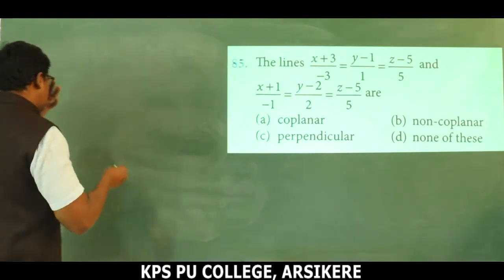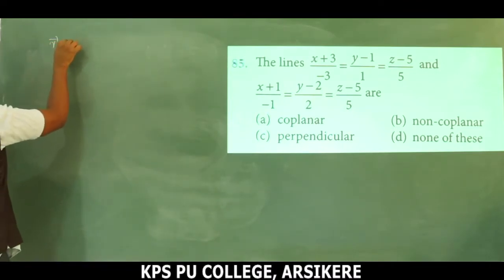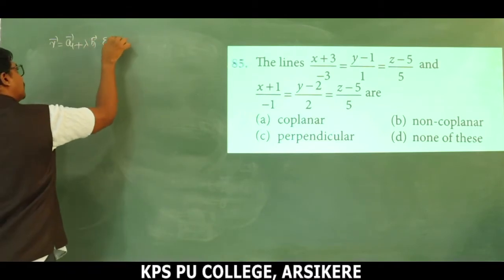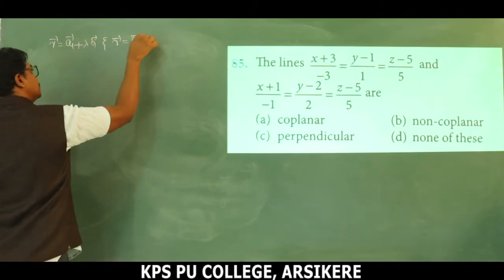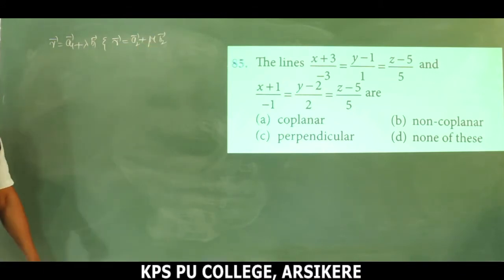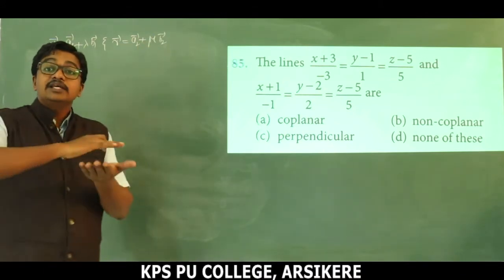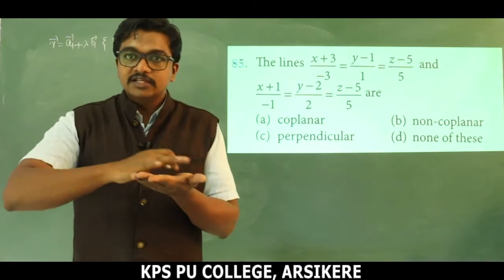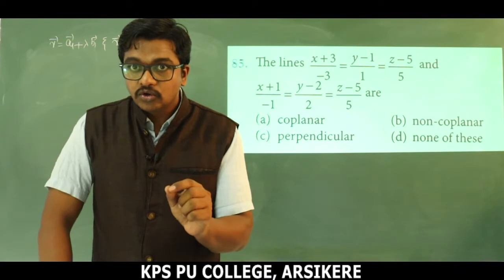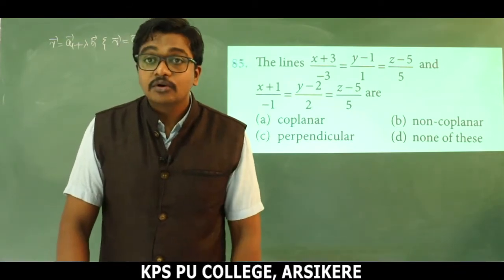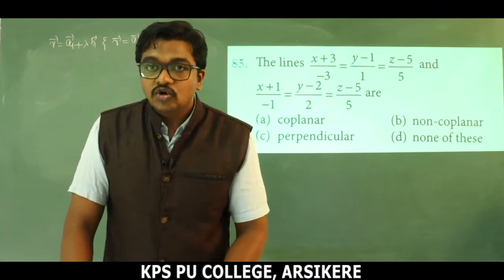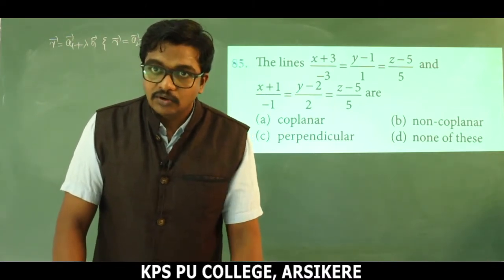Remember, when they give two lines, vector r is equal to a1 plus lambda into vector b1, and vector r is equal to vector a2 plus mu into b2. If these two lines are coplanar, coplanar means they lie on the same plane. If they lie on the same plane, what is the condition? a2 minus a1 dot b1 cross b2 is equal to 0. This is the condition, right? a2 minus a1 dot b1 cross b2 is equal to 0.